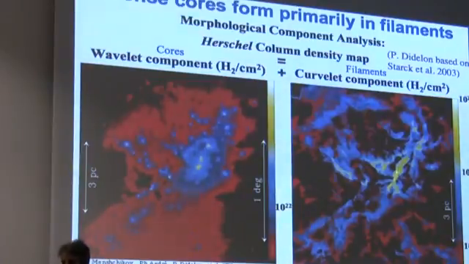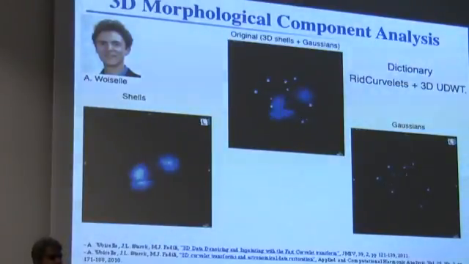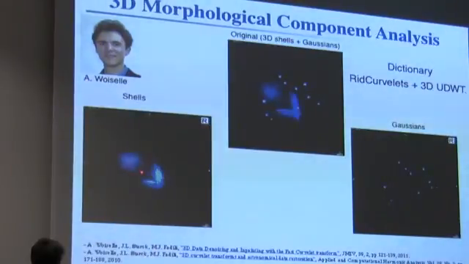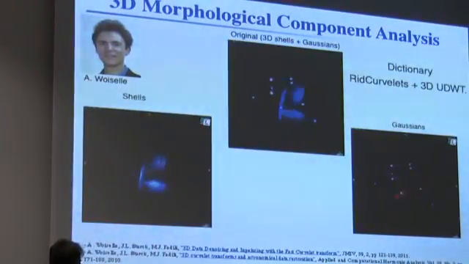And you can also do this in 3D. For instance, this is an example of a simulation where you have shells and Gaussians, and you separate them blindly using what you call beamlets in 3D and Gaussians here.